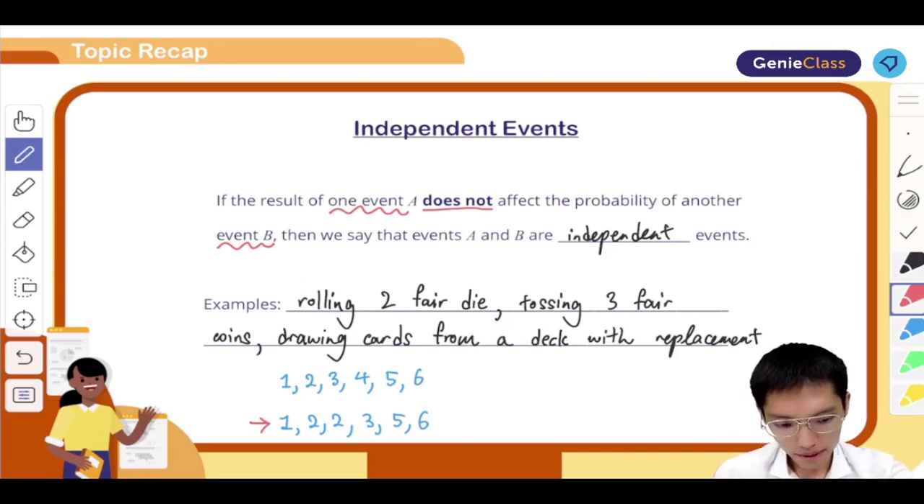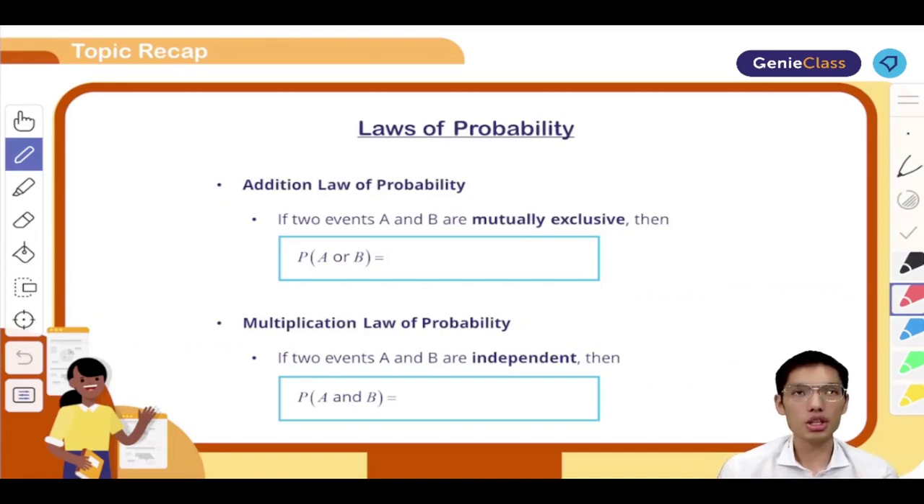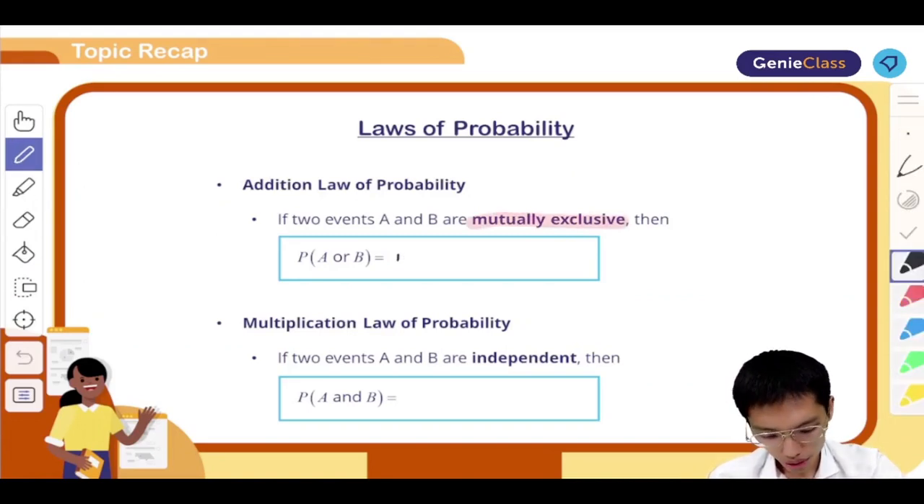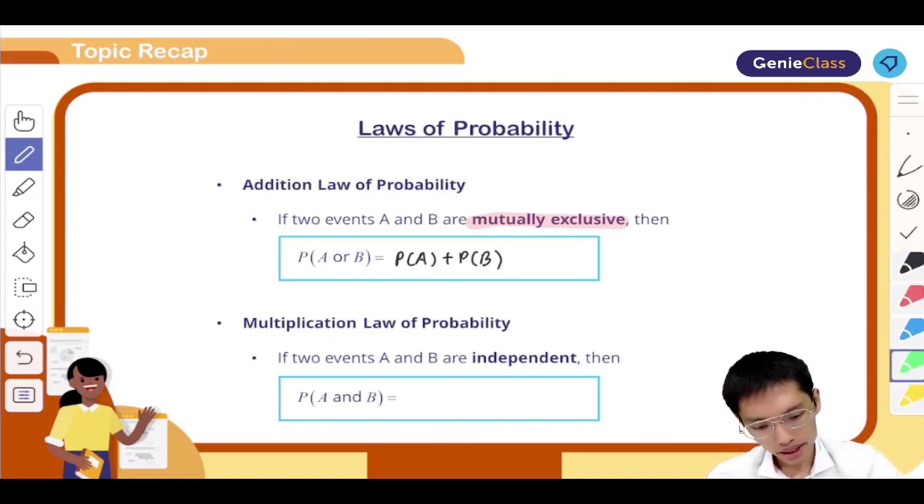I'm glad you understand. Following up, because of these special events, you have different laws. These laws will only work on special cases. Mutually exclusive: I will then add the events. Independent events.